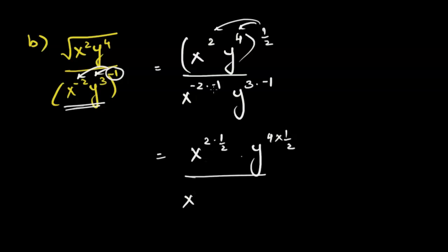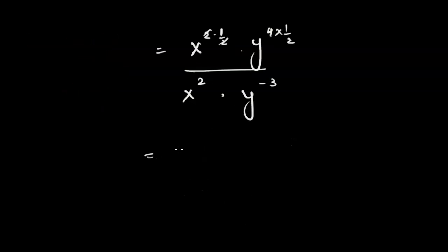x to the power negative 2 times negative 1 is a 2. y to the power negative 3. Here 2 and 2 get cancelled. We are left with x. Here we have 2, so we have y square. Here we have x square. y to the power of negative 3.